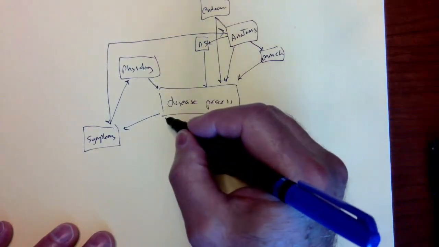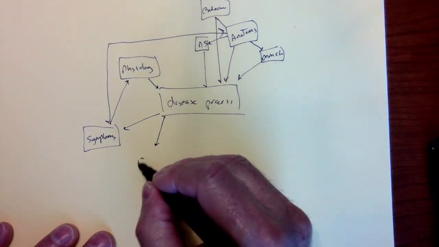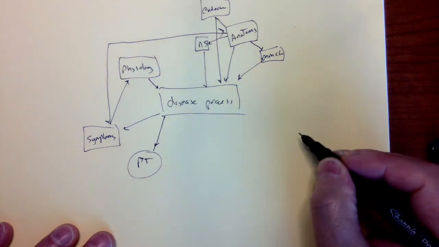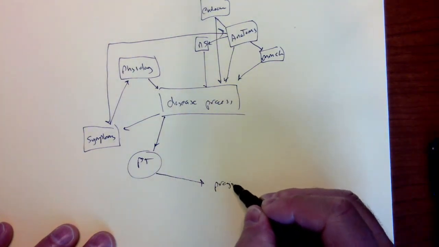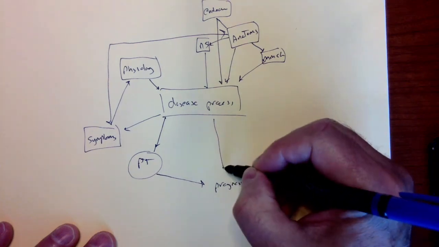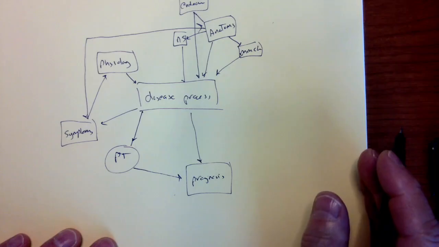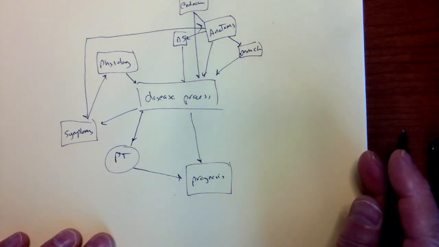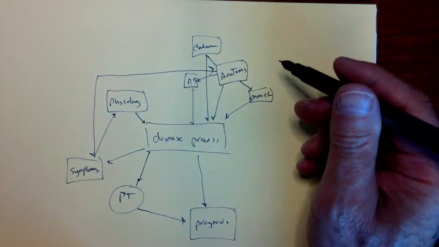Then further from that, what is it that I can do with the patient? What can PT do with this disease process, and what is the prognosis? Is PT affecting the prognosis, or is PT contraindicated? Okay? Concept map, very simple, very visual.